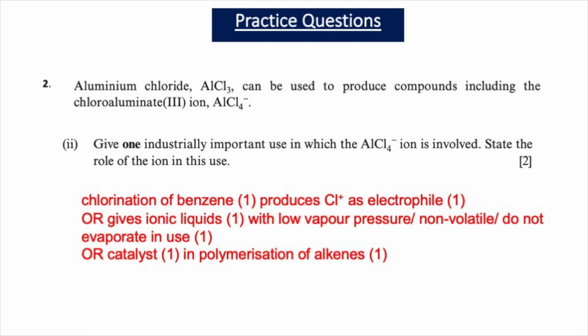Now an alternative answer is to say it forms ionic liquids, because AlCl4- is an ion which is often used in the formation of ionic liquids, and it gives these ionic liquids low vapor pressure, it makes them non-volatile, and they do not evaporate in use. So there's 1 mark if you said that. So if you went with the ionic liquid use, you'd get 1 mark for the mention of ionic liquids and 1 mark for the idea of having low vapor pressure or being non-volatile or not evaporating in use.